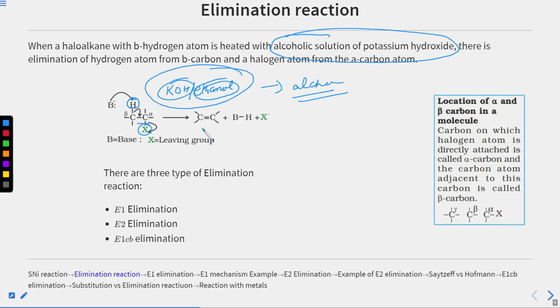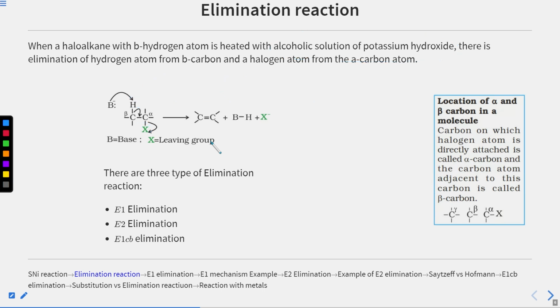Okay, this is clear. Now there is an elimination of this hydrogen. You can see that this hydrogen has been removed from here and an alkene has been formed between this carbon and this carbon. The bond pair that was initially between carbon and hydrogen is now shared between carbon and carbon, and we got our base with hydrogen abstracted and the leaving group X. Okay, so this is the thing.